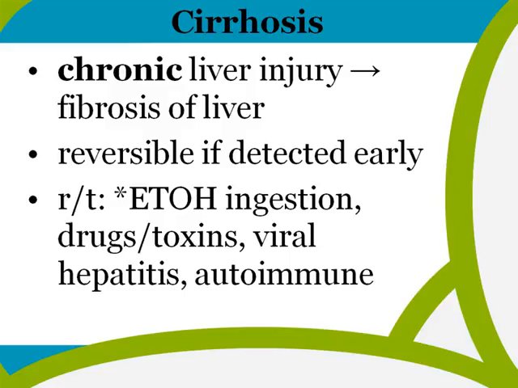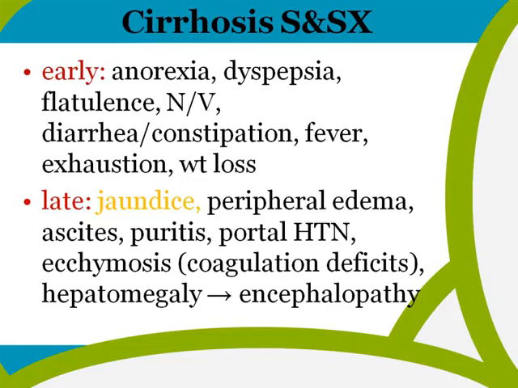Cirrhosis is commonly related to alcohol ingestion, and that's probably the most common cause that we see, chronic alcohol ingestion. It can be drug or toxin related. It could be related to viral hepatitis, and I'm thinking B and C in particular, and it also can be autoimmune. So the causes can vary, but the problem is the liver has scarred.